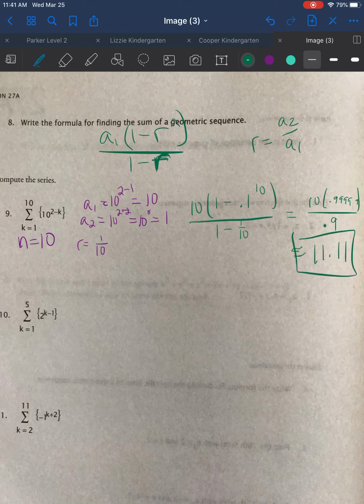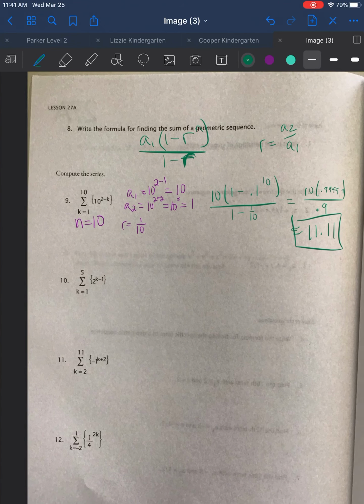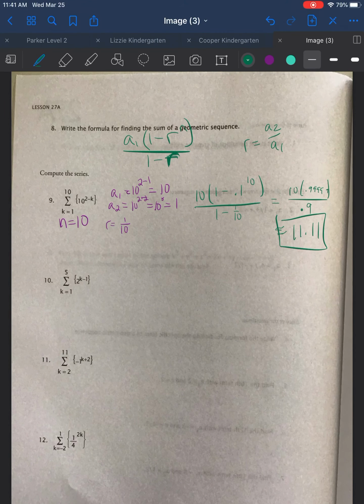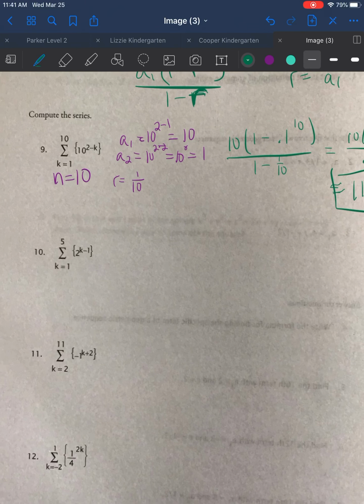That one is nice. Actually, the next two give you pretty easy answers. What I would do right now is pause the video, go ahead and do number 10 on your own. See how it goes. It still has an n value of 5. It just goes from 1 to 5. So your n value is going to be 5. Find your a sub 1. Find your a sub 2. Calculate your r. Plug it into your formula and then get an answer.